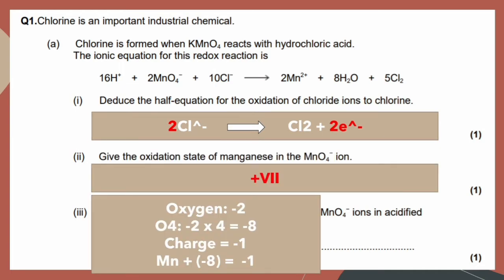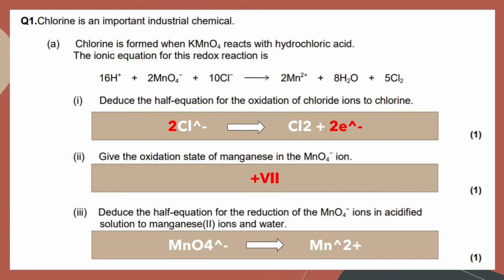Next question, II. Give the oxidation state of manganese in the MnO4- ion. And the answer is +7. Finally, III. Deduce the half equation for the reduction of the MnO4- ions in acidified solution to manganese(II) ions, Mn2+, and water.